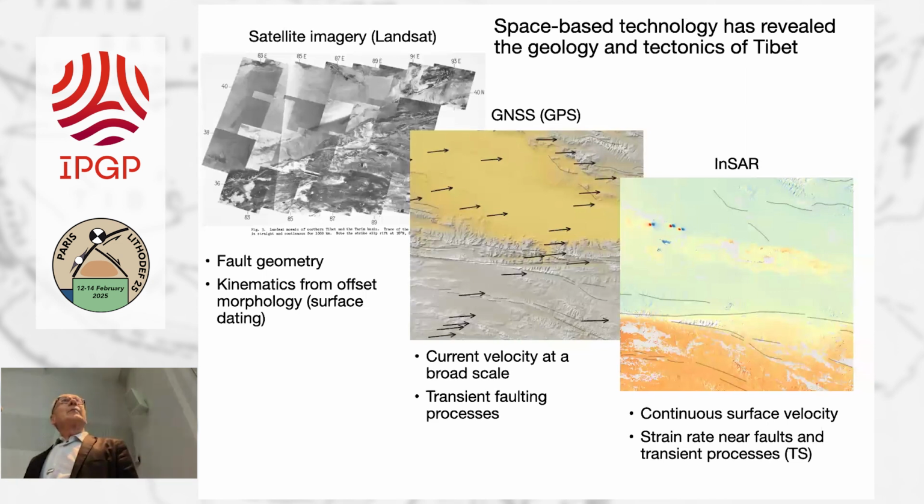So going back to Tibet, Paul was first and foremost a field geologist, yet his first steps in Tibet were through the lens of the Landsat optical instrument. This is something which was recalled by several speakers yesterday.